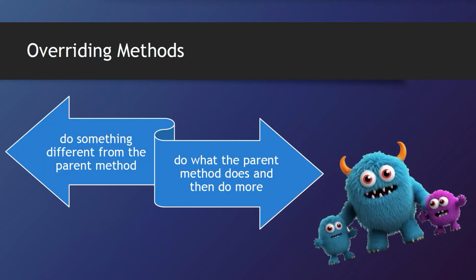The child class inherits all methods from the parent class. These methods represent the functionality associated with the parent type of object, and any object of the child type inherits this same functionality. The child class also has the option of overriding the inherited method. Overriding a method means replacing or changing the functionality that's inherited. When you override a method in the child class, it's because you want to do something different from the parent version, or you want to do what the parent version does, but then do more.